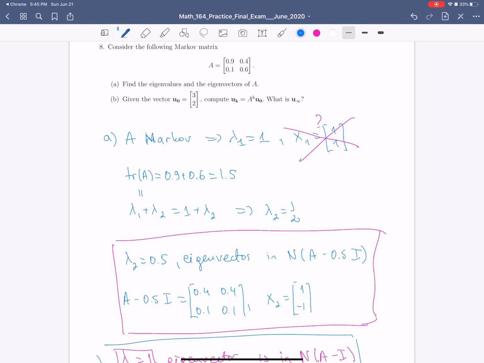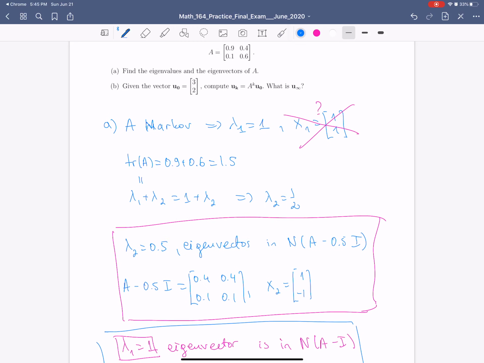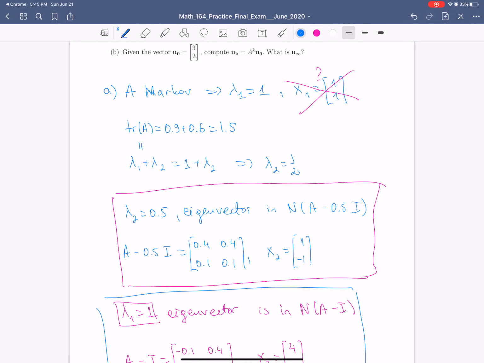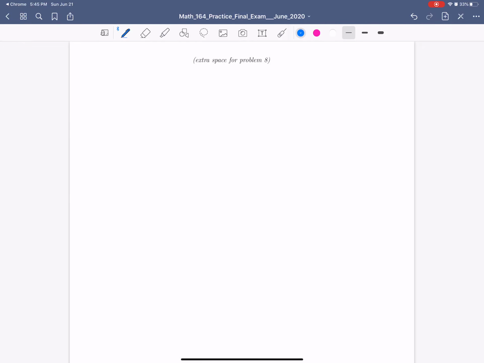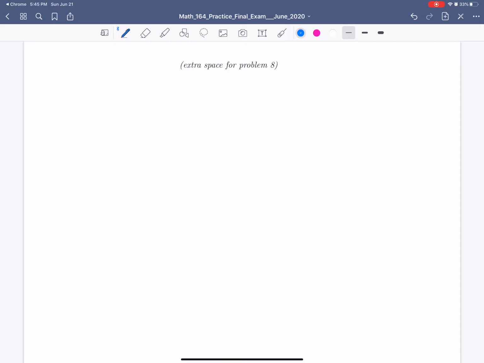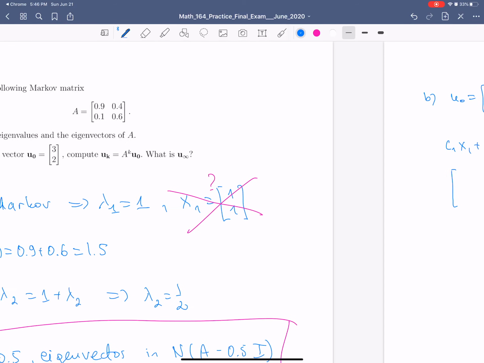Given the vector u0, with components 3, 2, compute uk, which is A to the k u0, what is u infinity? So we did this. It's very similar to the previous problem that we did with eigenvalues and eigenvectors. So in part B, u naught has components 3, 2, and we know that if we combine it with the eigenvectors x1 and x2, so we have c1 x1 plus c2 x2 equals u naught, and we're trying to find c1 and c2. So we have a matrix consisting of the eigenvectors times c1, c2 equals 3, 2.